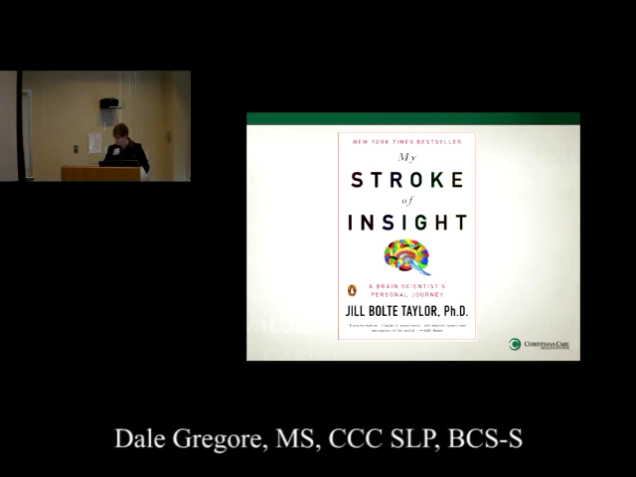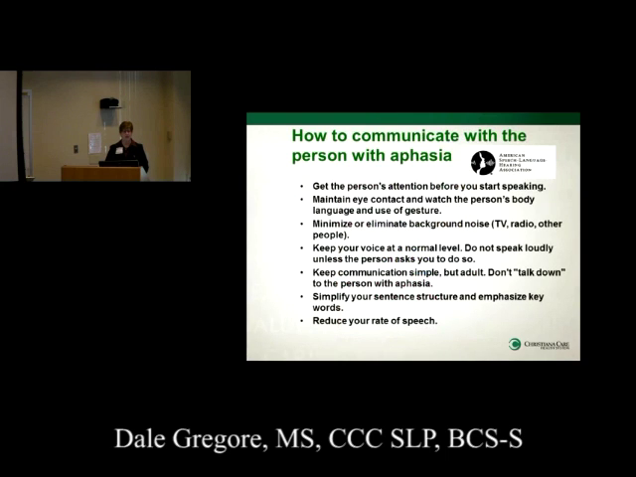Looking at this, here are strategies that hopefully you'll take home today on how to better communicate with individuals who have aphasia. So first, get their eye contact. Watch their body language and facilitate your use of gesture, encourage their use of gesture. Communicate without background noise. Turn off the TV. Pull the curtain if you're in acute care. Keep your voice at a normal level. You don't need to talk really loud because oftentimes they may not have a hearing problem.